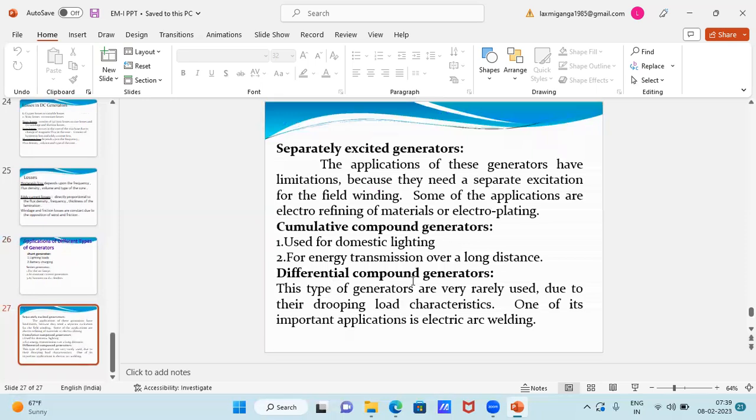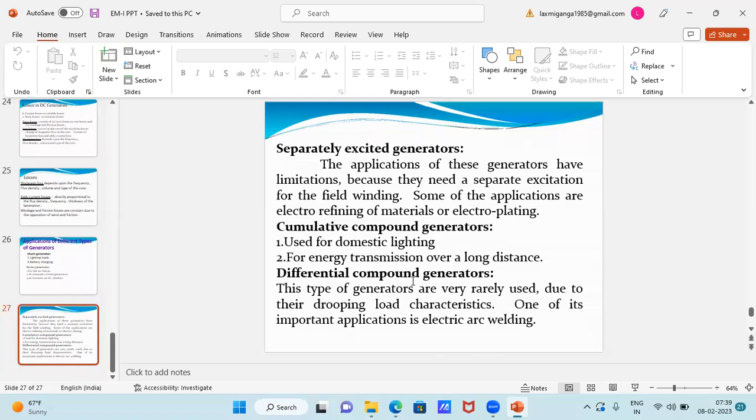The applications of separately excited DC generators have limitations because they need a separate excitation for the field winding. Some of the applications are electro refining of material and electroplating.